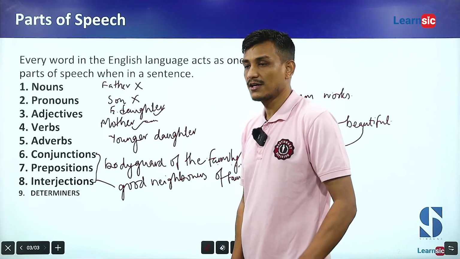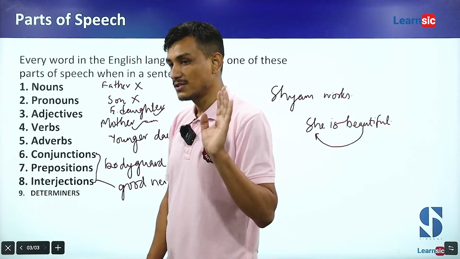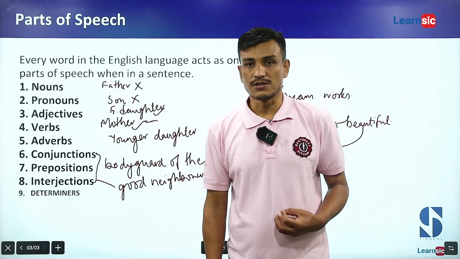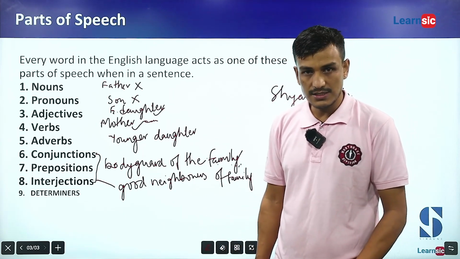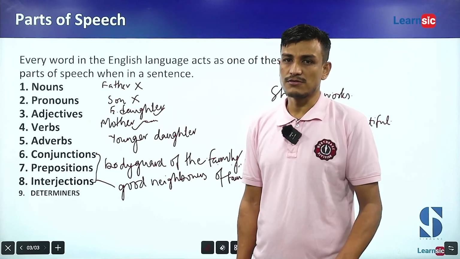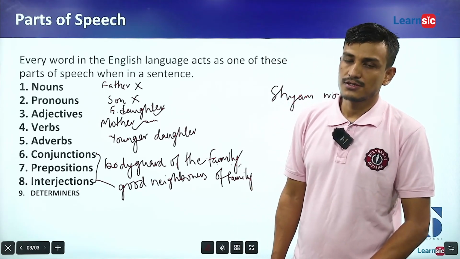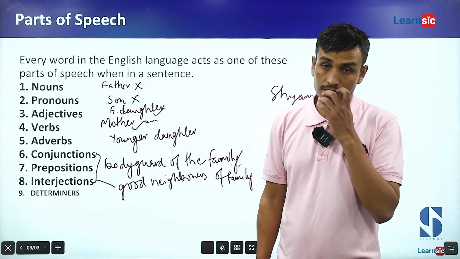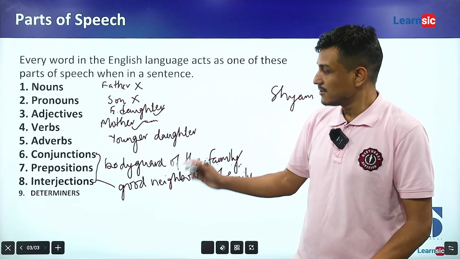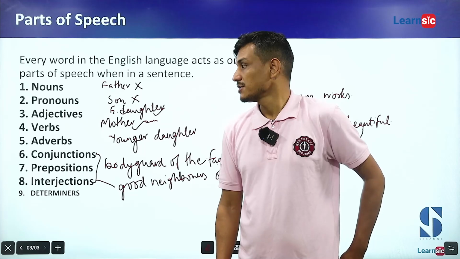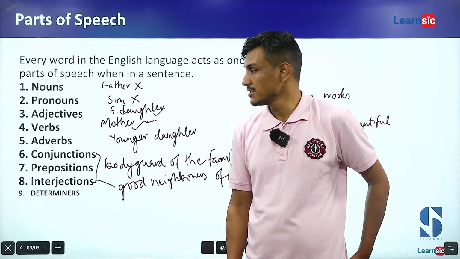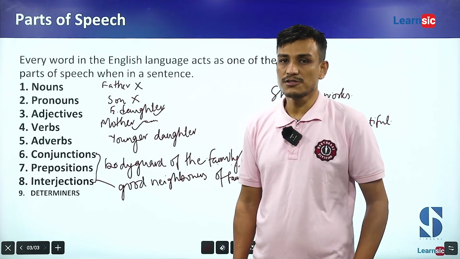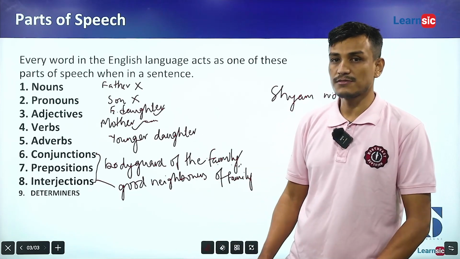herself. Okay, so words describing nouns and pronouns are called adjectives, but the words describing verbs, adjectives, and another adverb are called adverbs. Okay, these are the general definitions of noun, pronoun, adjective, verbs, and adverbs. These are the very vital members of the family.